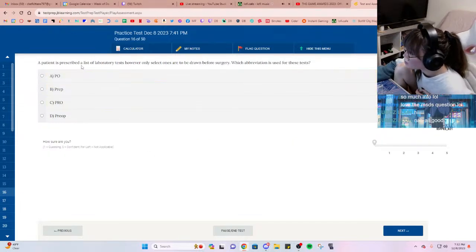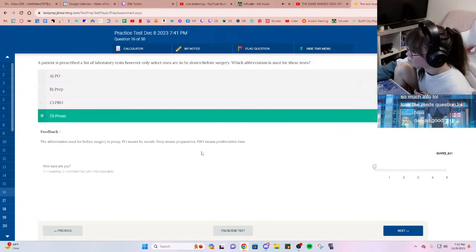A patient is prescribed a list of laboratory tests, however, only select ones are to be drawn before surgery. Which abbreviation is used for these tests? Pre-op. PO means by mouth, prep means preparation, or PRO means prothrombin time.